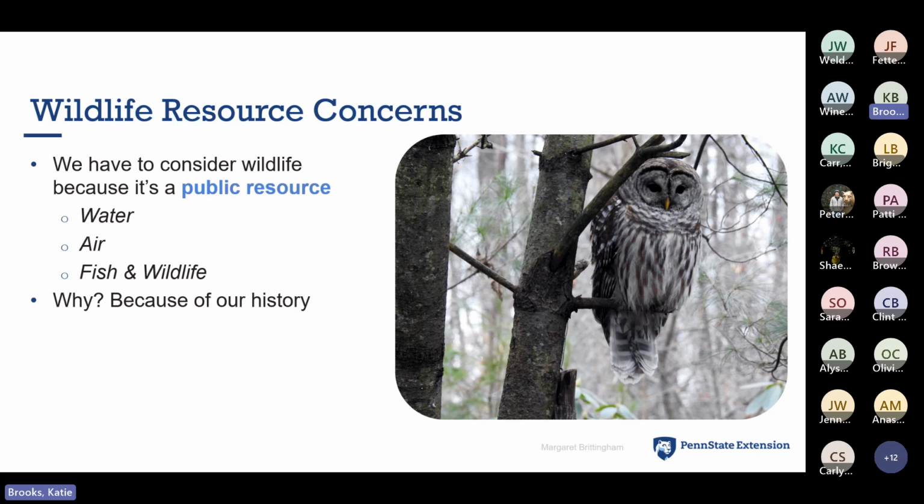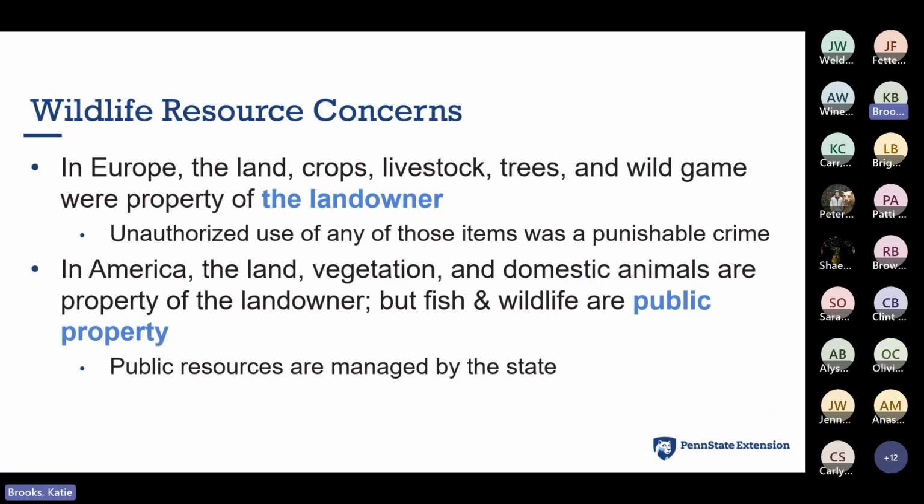And we consider wildlife a public resource because of the history of our country. So I'm just going to cover that quickly to give you a little background on why we're even talking about this. So in Europe, before the colonization of North America, the British model of wildlife ownership said that the land, crops, livestock, trees, and wild game were property of the landowner and really were property of the king. The king had the ability to even take those things away from the landowner if they so desired.